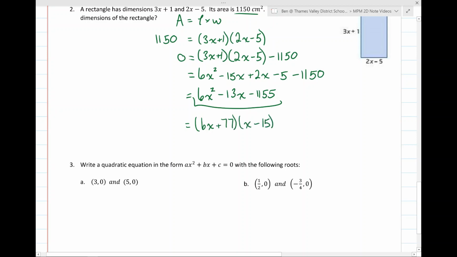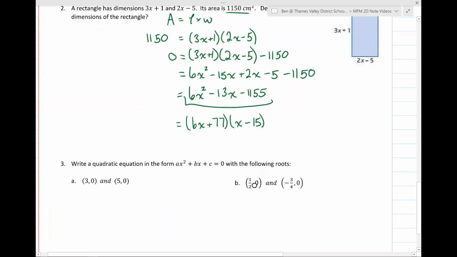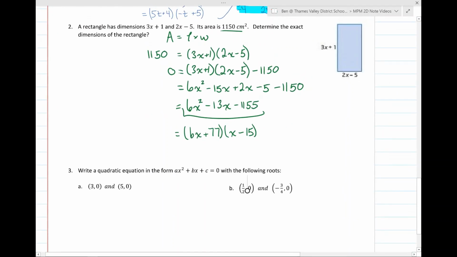x minus 15. And from here, we can interpret our solutions, right? So we set each factor equal to 0. So x minus 15 equals 0. We isolate for x and we find x equals 15. Or we set 6x plus 77 equal to 0. We isolate for x. That is, we subtract 77 from either side. 6x equals negative 77. Looks like we need a tiny bit more space here, and that's all right.